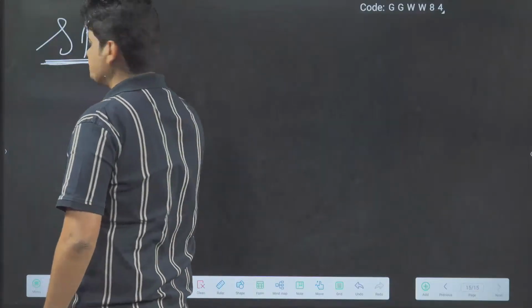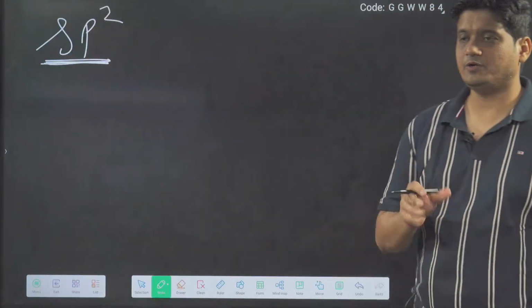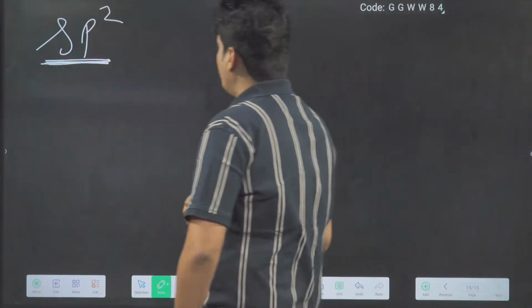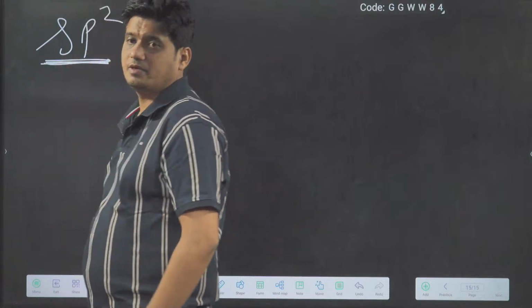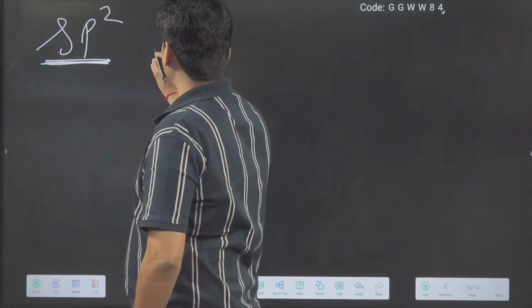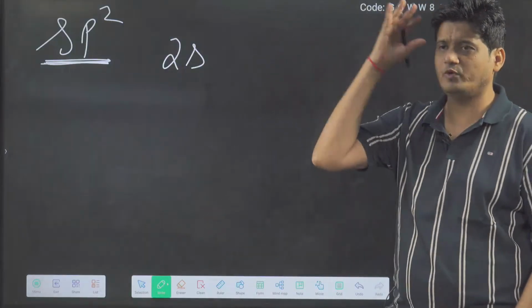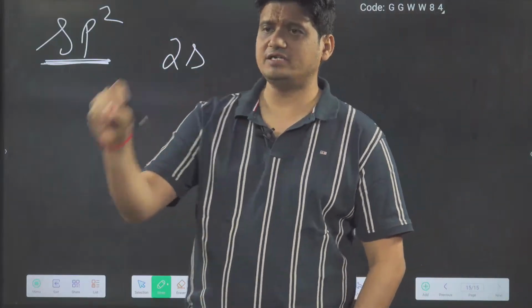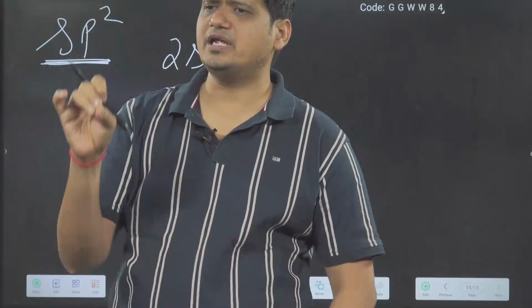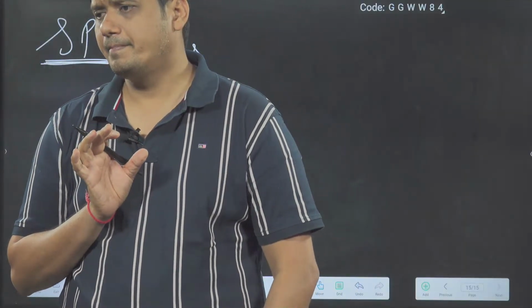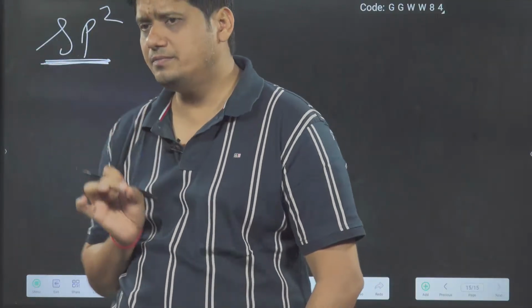Next is sp2. Now you have to answer. For sp2, let's say I have taken a 2s orbital. Then what will I take here? Can I take a 3p orbital?